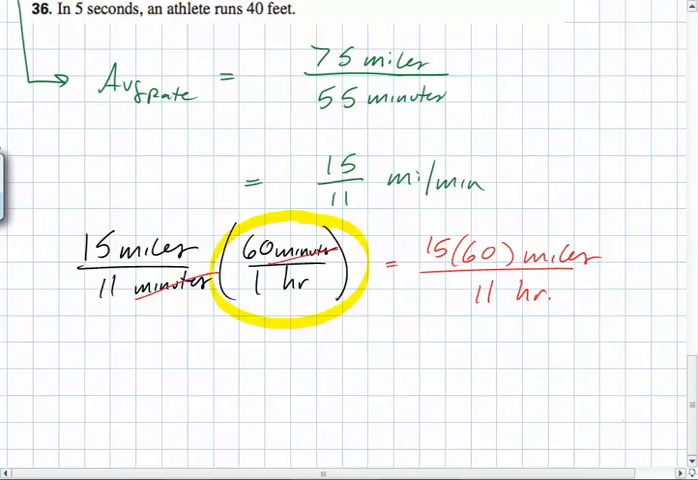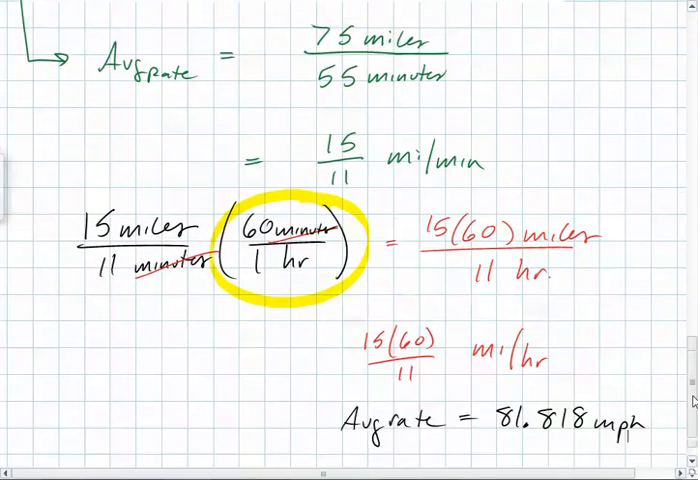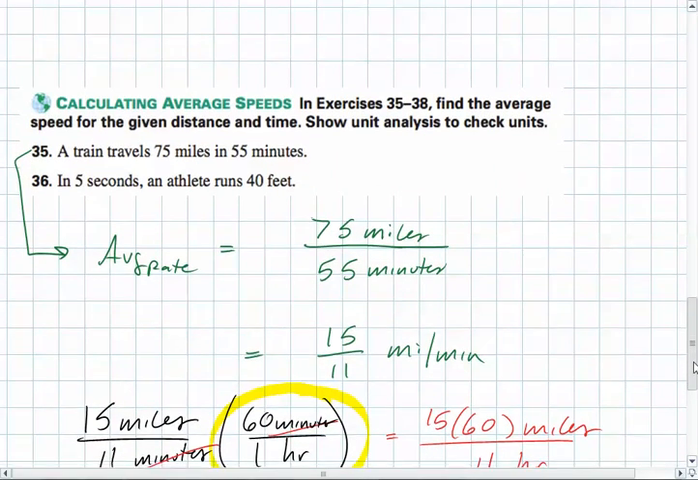Now to simplify this, it's a little tricky because there's no common factor. There's no way to simplify that. But if you use your calculator, you end up with, and you're going to have a decimal here, and I would like you to go to 3 decimal places, 81.818 miles per hour. So what's interesting about that speed is it's pretty fast. And if this was a car, you'd definitely be breaking the speed limit somewhere along the way. But it's a train, so I guess it's okay that it's going 81 miles an hour.